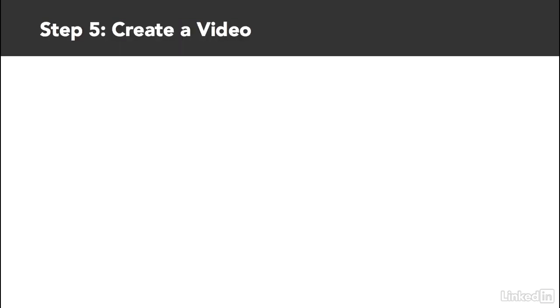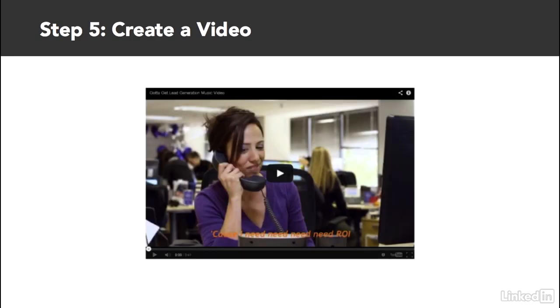Step number 5, create a video. Take the content from your Big Rock piece and create a fun video. This doesn't have to be something that's highly produced. It could even be a video created on your iPhone or something that you create in-house. The idea is just to have an interesting, engaging, and fun supplemental piece of content to promote your content asset. In the case of our Definitive Guide to Lead Generation, we actually did a lead generation music video. This was all done in-house. It was done with our own production team and using our own employees as the actors.